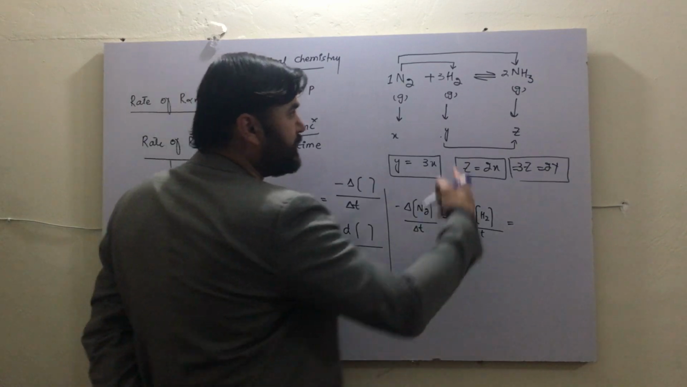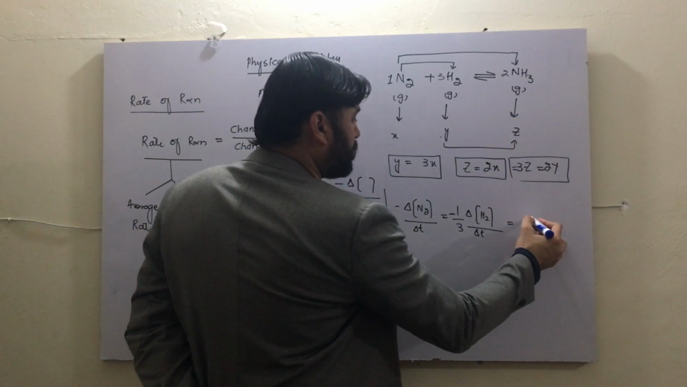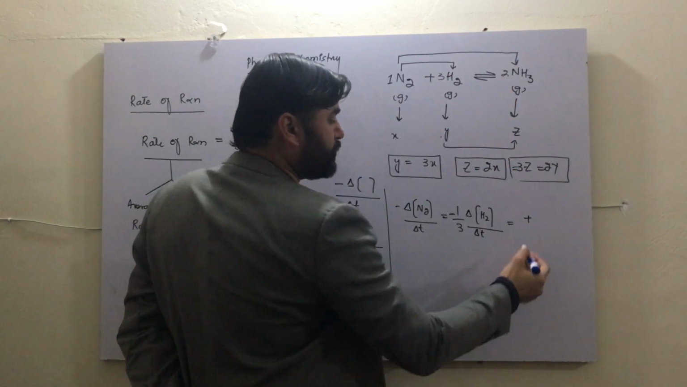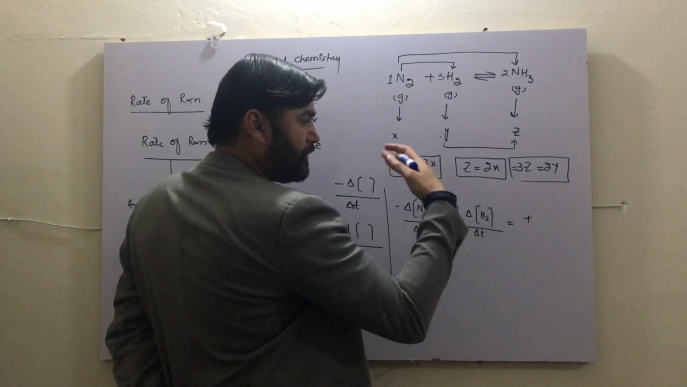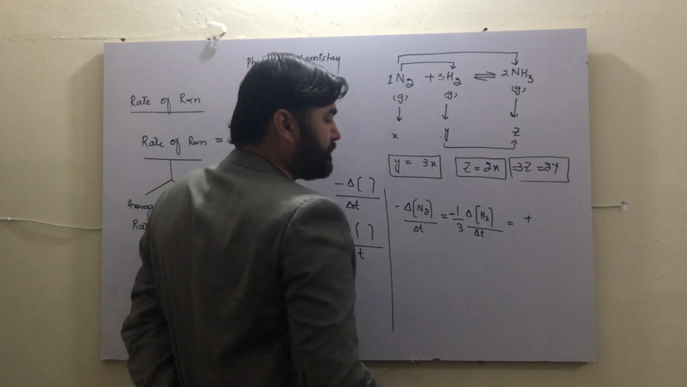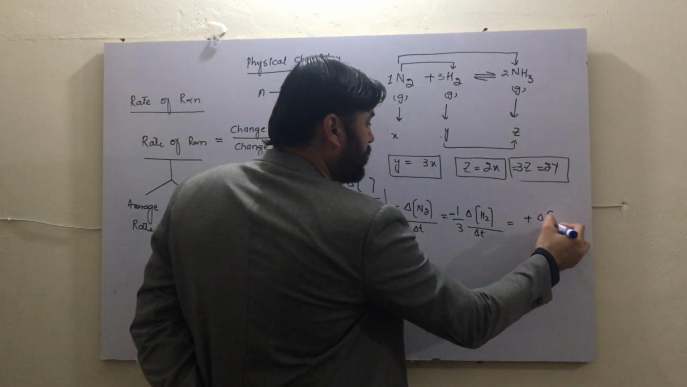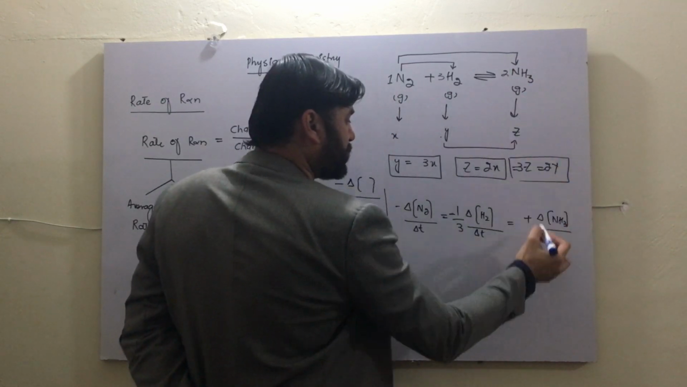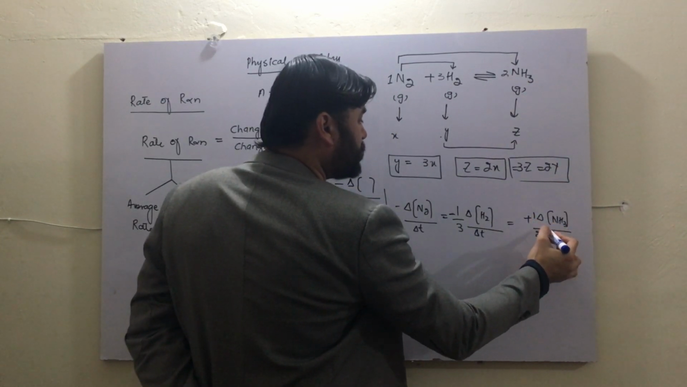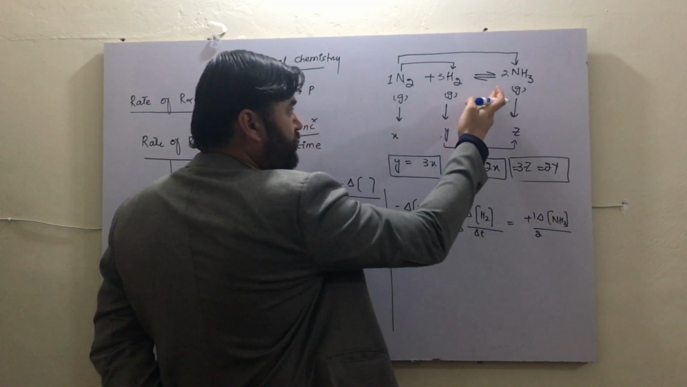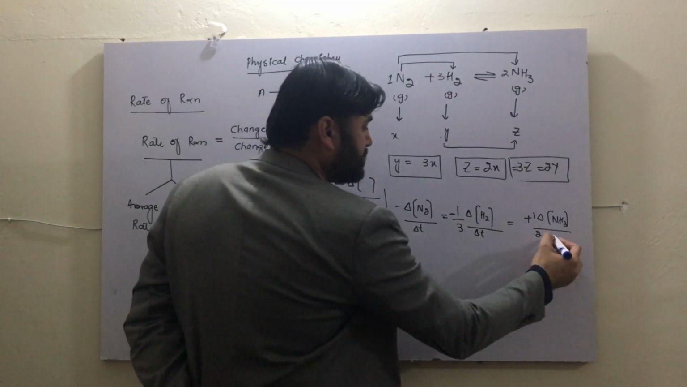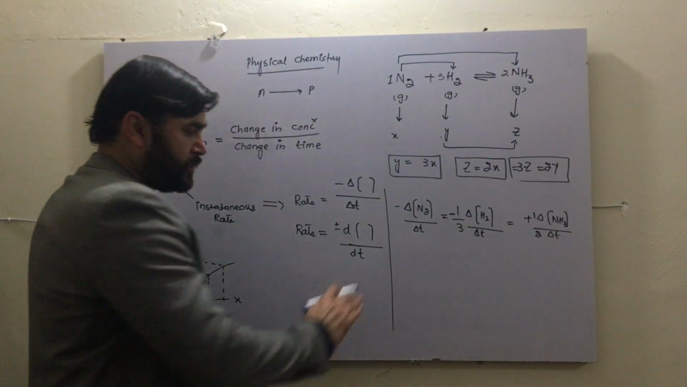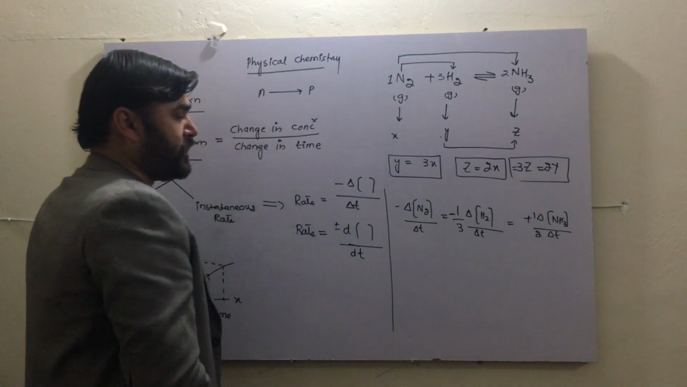Now see, if this is positive, it means the rate of formation of ammonia increases with the passage of time. So the positive sign indicates that it is the rate of formation of ammonia. And the change in concentration of NH3 is 1/2 times, since the amount of ammonia increases, so the change in concentration will be the same. This is a quite interesting picture we have seen in this reaction.